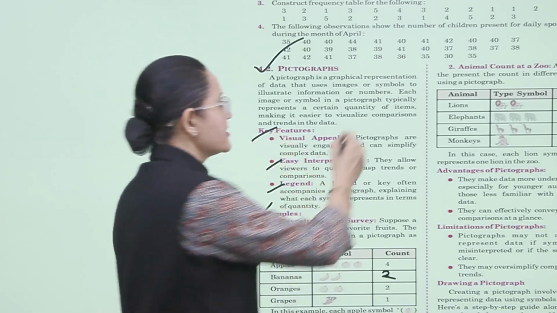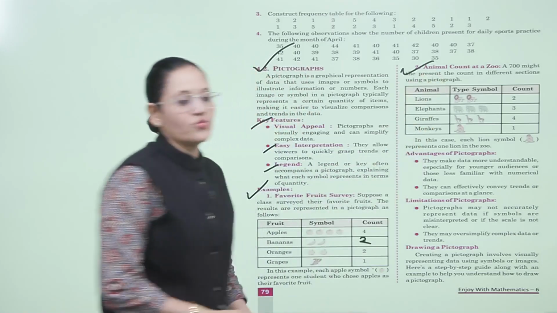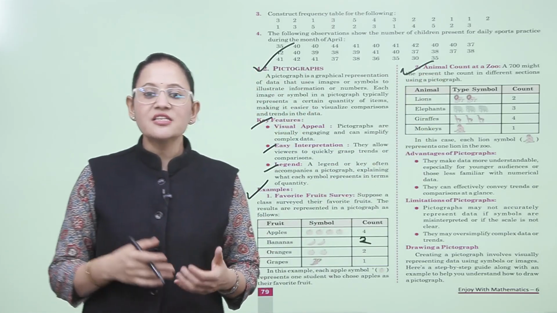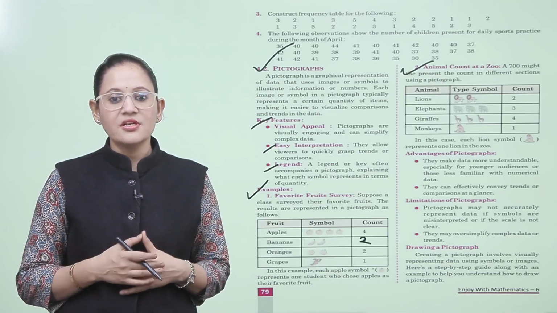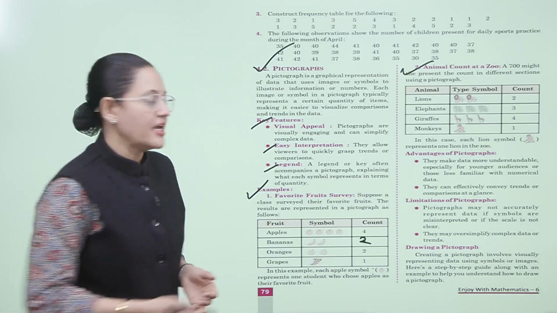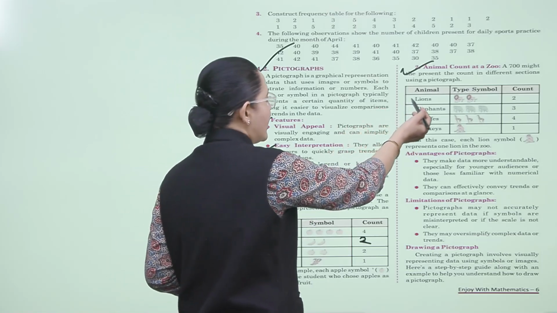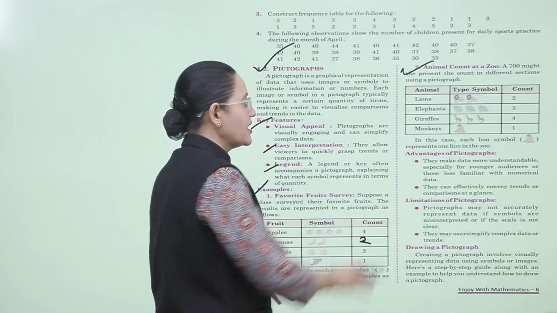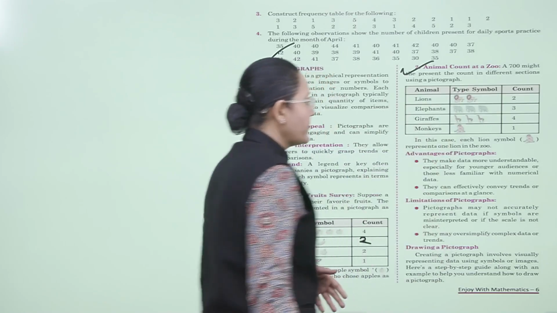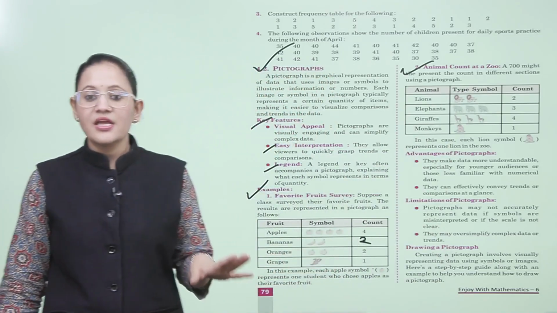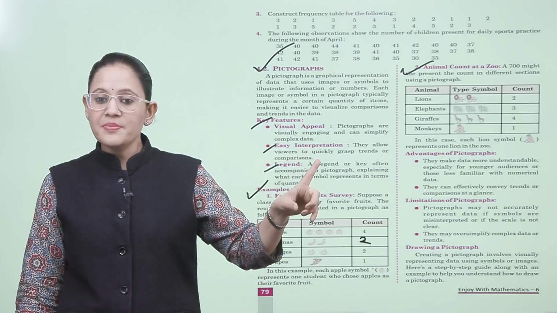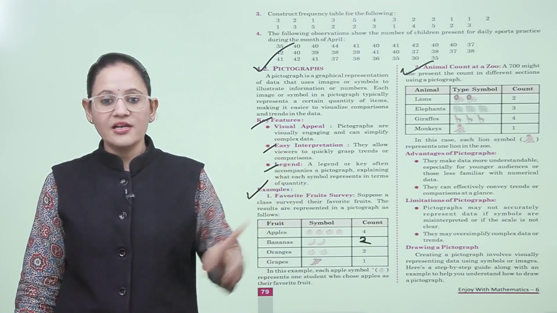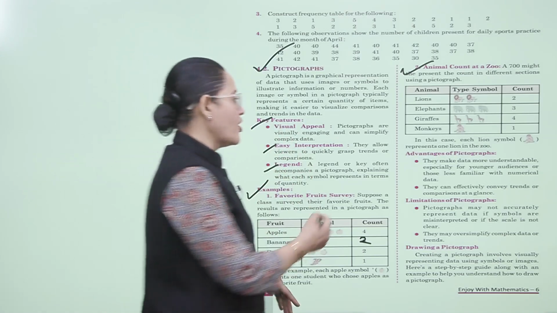Clear? Next is animal count at the zoo. A zoo might present the count in different sections using a pictograph. Here the animals are elephant, lion, giraffe and monkeys, with their symbols and their counts. In this case the lion symbol represents one lion in the zoo. One picture represents one. Clear?